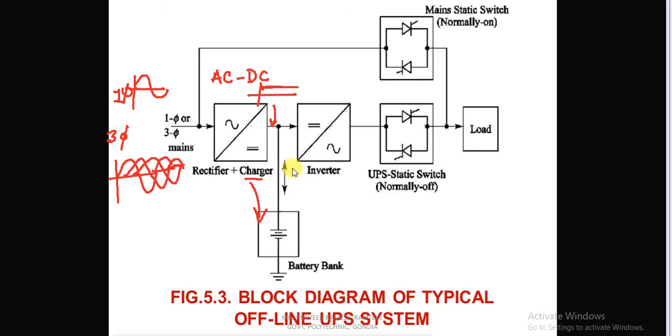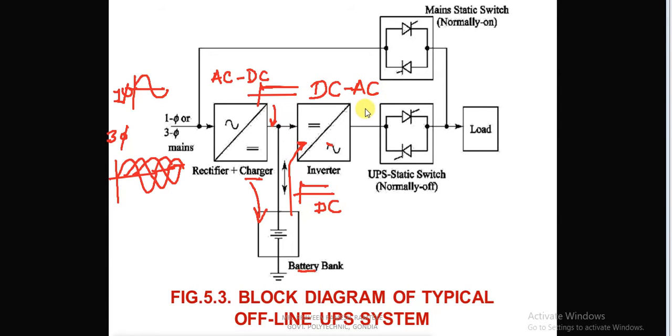This battery bank is also providing the DC voltage to the inverter. This is DC. This is also DC. So what is the function of the rectifier? To convert AC into DC. Function of the charger? To charge the battery bank. Now this battery bank and the rectifier unit are connected in parallel to the inverter. Then what is the function of the inverter? It will convert this DC to AC.